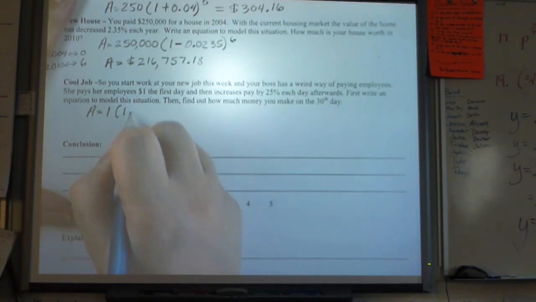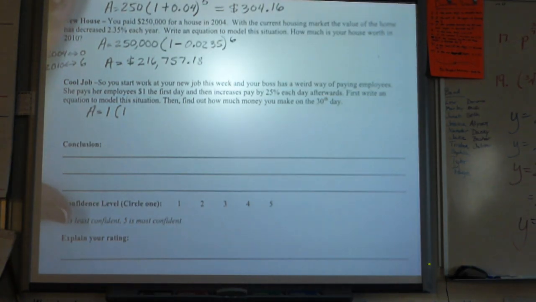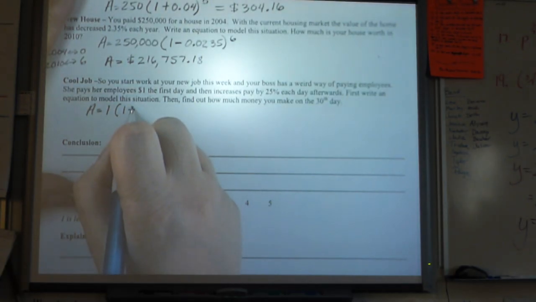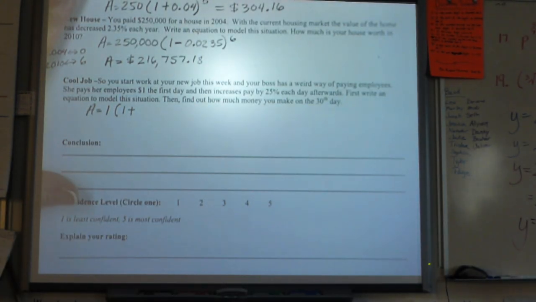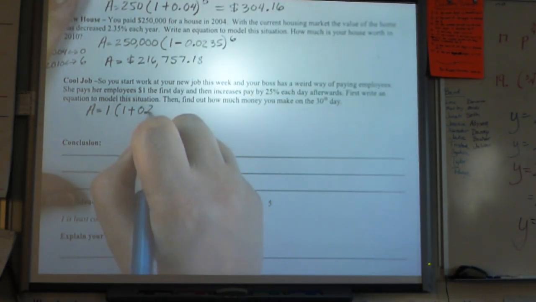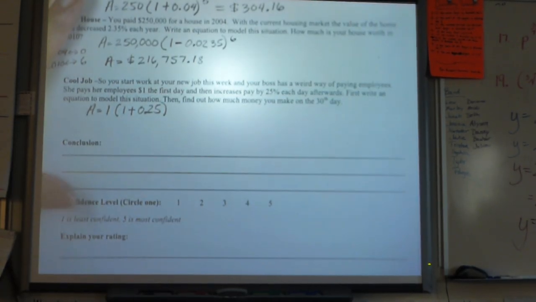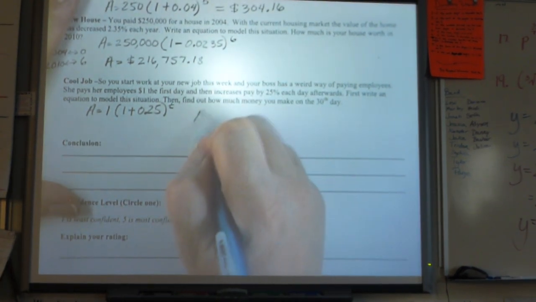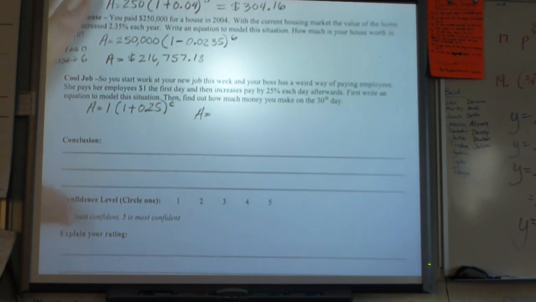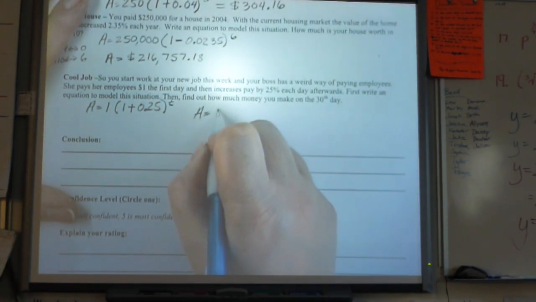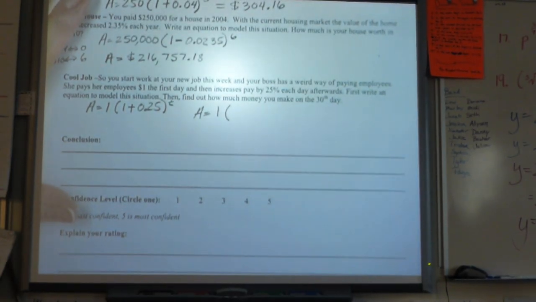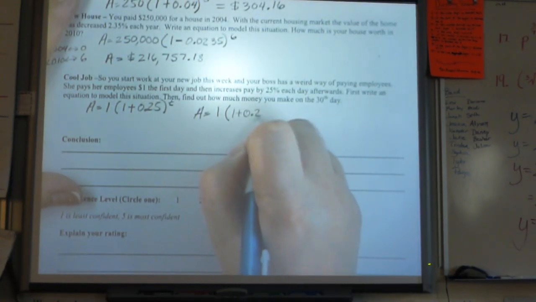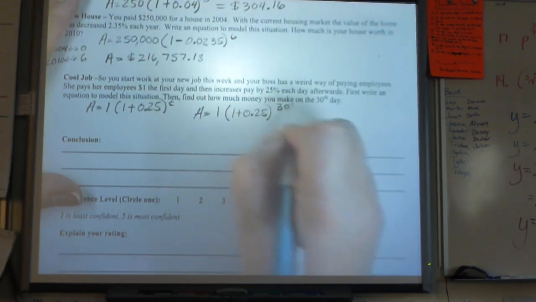Times 1. Do we have growth or decay? Is our pay rate going up or down? Up. What percentage? 25%. This is 0.25. And that's going to be to the t power. And then calculate the 30th day. So the amount of money on the 30th day will be equal to 1, that was your initial daily rate of pay, times 1 plus 0.25 to the 30th power.